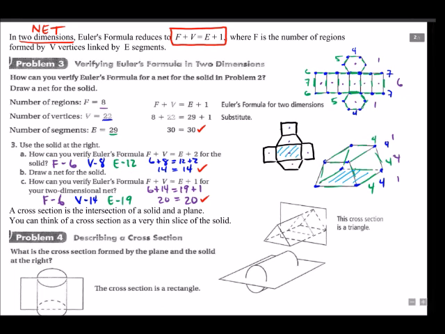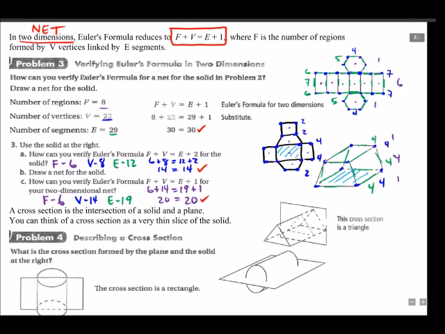Now vertices, the way I did the vertices was I kind of went across in rows. So there's 2 here, and then I went to the next row, 2 here, and then 1, 2, 3, 4, and then this one also has 4, and then 2 more here, and so that made 14.